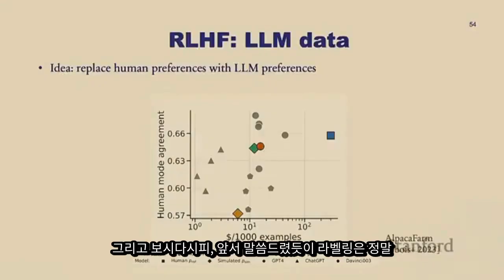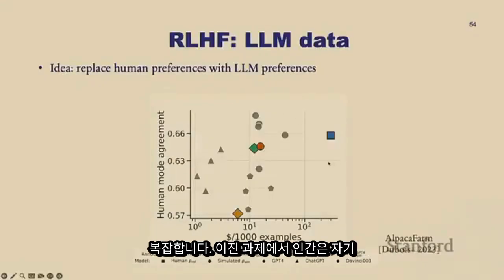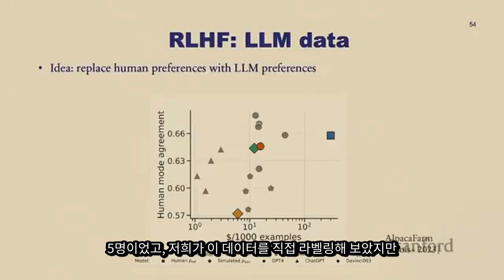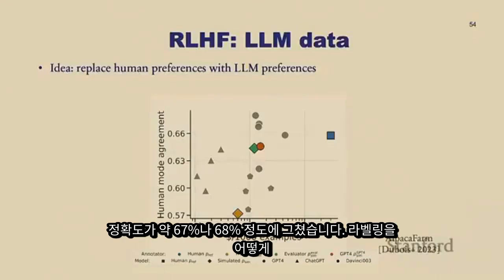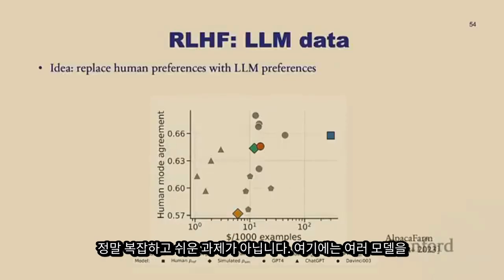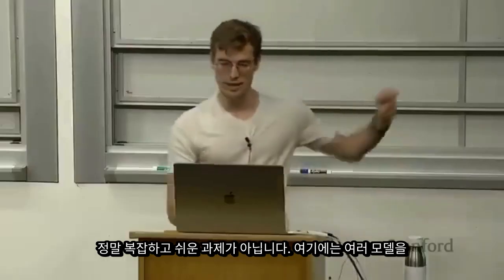And what you see is that actually, as I told you before, labeling is really complicated. Humans agree with themselves only around 66% of the time on a binary task. And it's not that the humans are not good here, because we were 5 main authors on this paper. We tried to label this data ourselves, and we only had like say 67 or 68% accuracy, even though we talked for like 3 hours of how we should be doing labeling. But really, it's complicated. It's not an easy task.